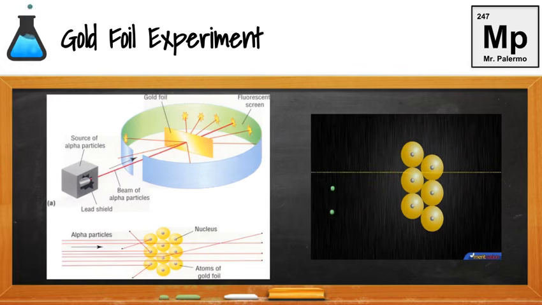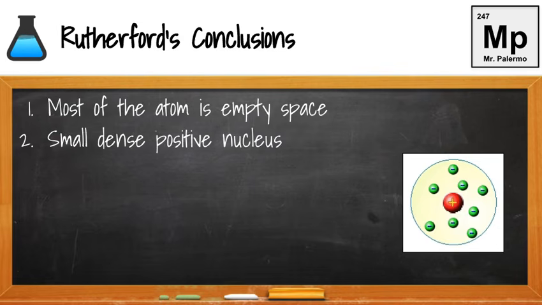And since he's shooting a positive charge at these atoms, and they were deflecting or bouncing back, they had to be coming close to or in contact with something of the same charge because like charges repel each other. And so he concluded that that small thing it was hitting had to be positively charged. So again, his two conclusions: most of the atom is empty space, and there is a small, dense, positive nucleus in the center of the atom.